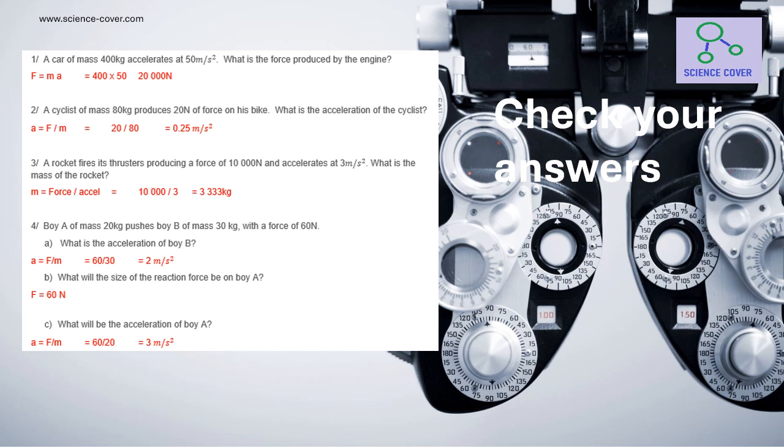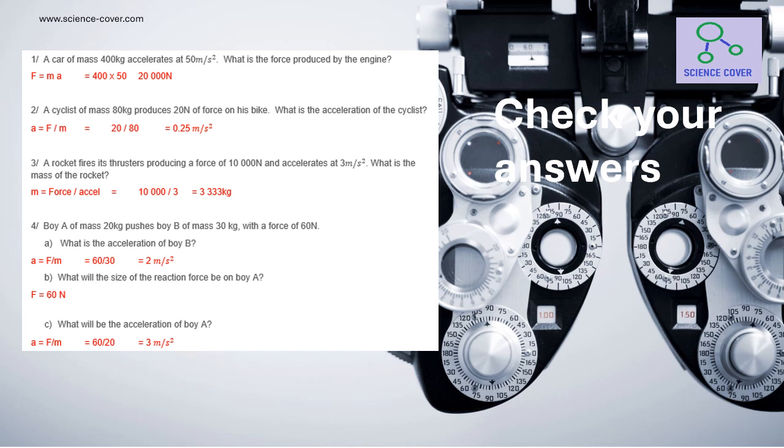A cyclist of mass 80 kilograms produces a 20 newton force on his bike. What is the acceleration of the cyclist? The acceleration is force divided by mass, so that's 20 divided by 80, which is 0.25 meters per second squared.